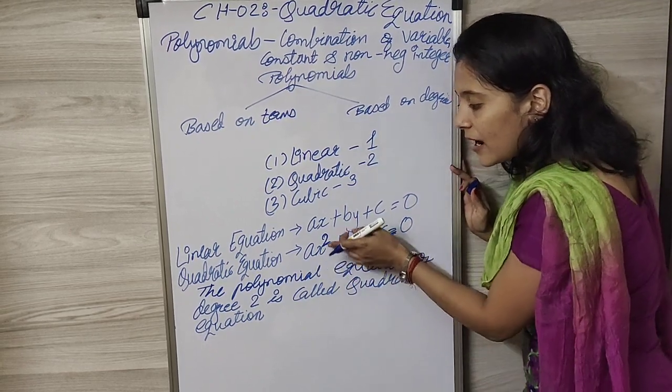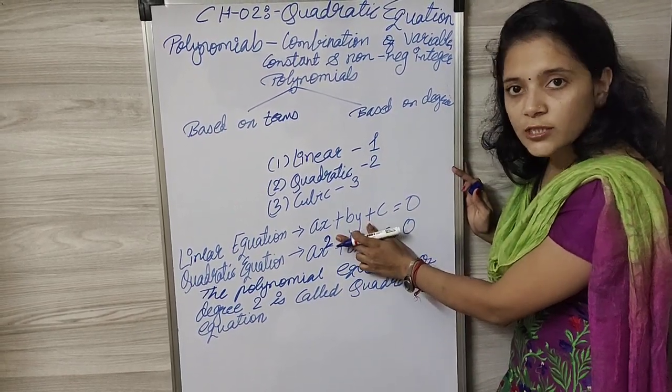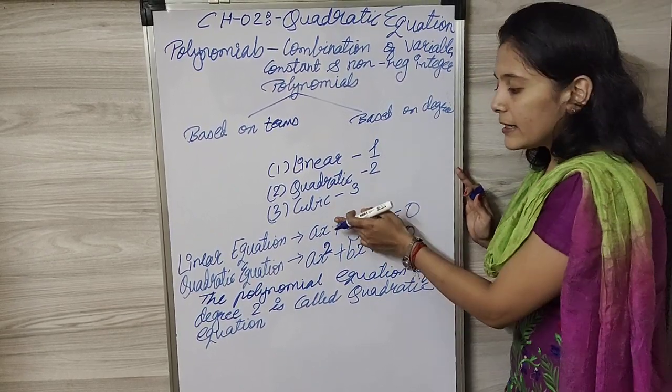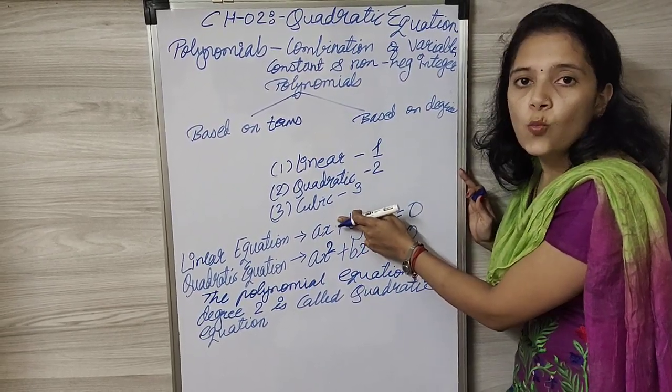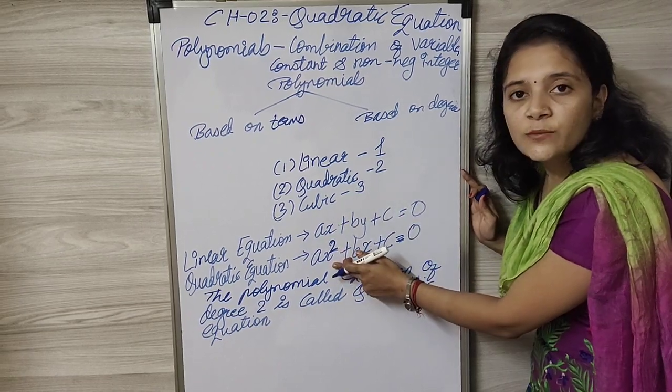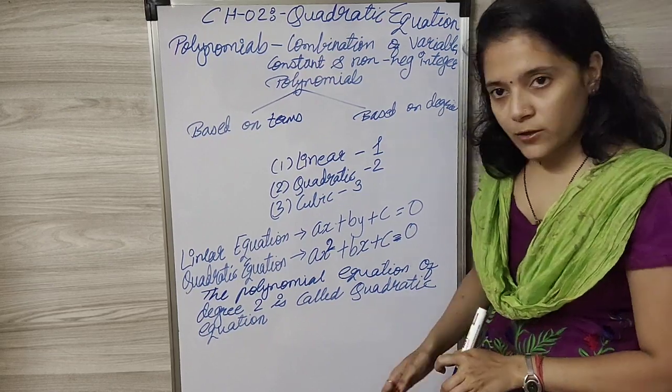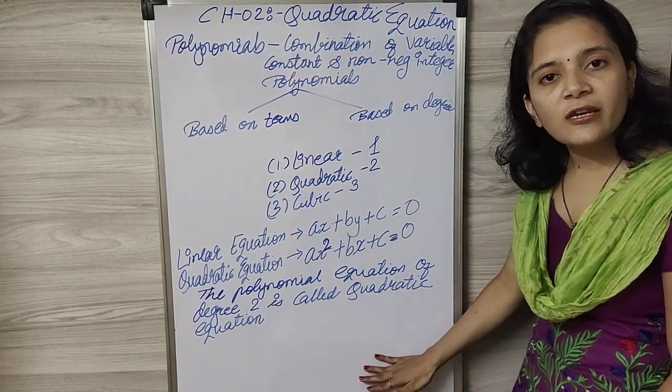क्वाड्रेटिक इक्वेशन में क्या आता है, हाईएस्ट डिग्री क्या होना चाहिए, 2 होना चाहिए, दैट इज ax स्क्वायर प्लस bx प्लस c. लीनियर इक्वेशन में हाईएस्ट डिग्री 1 होनी चाहिए, बट क्वाड्रेटिक इक्वेशन में हाईएस्ट डिग्री 2 होनी चाहिए, राइट. दैट इज क्वाड्रेटिक इक्वेशन. नाउ व्हाट इज द डेफिनेशन ऑफ क्वाड्रेटिक इक्वेशन?